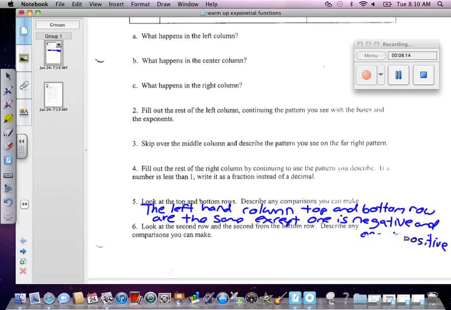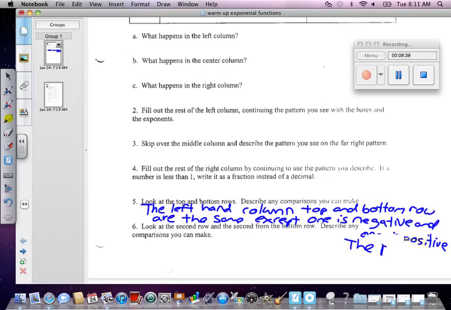All right, what about the far right-hand column? Let's look at the top and the bottom row of the far right-hand column. What is different about them? Yes? What do we call it when we take a number and we flip it so it becomes a fraction? I heard the word reciprocal, okay?